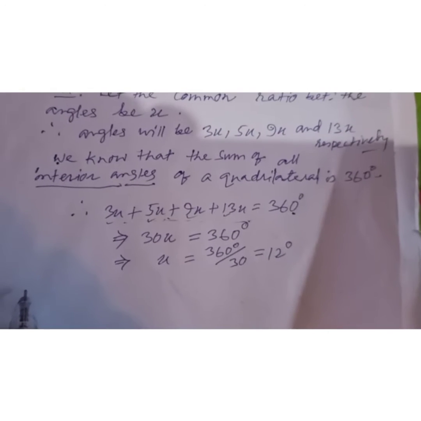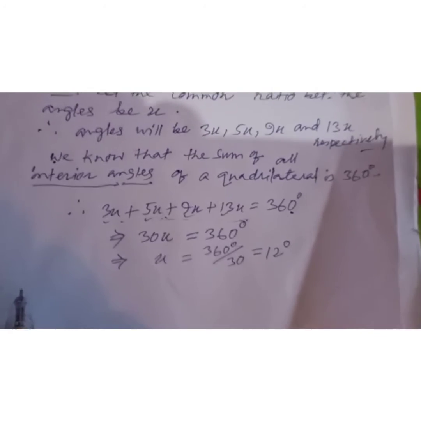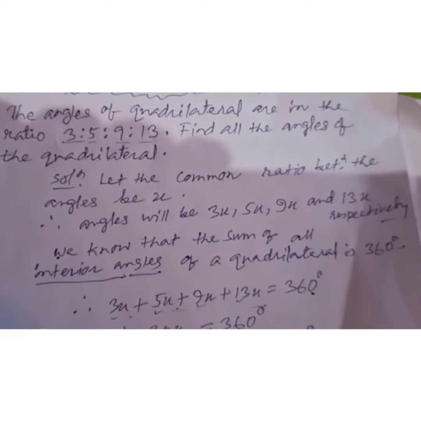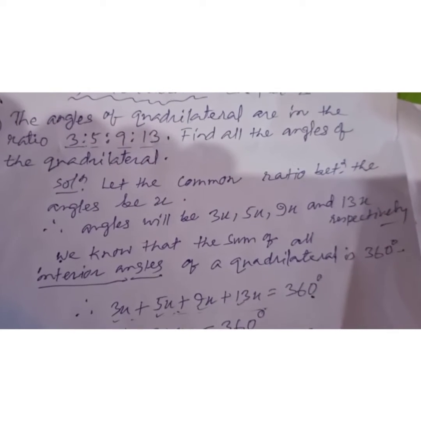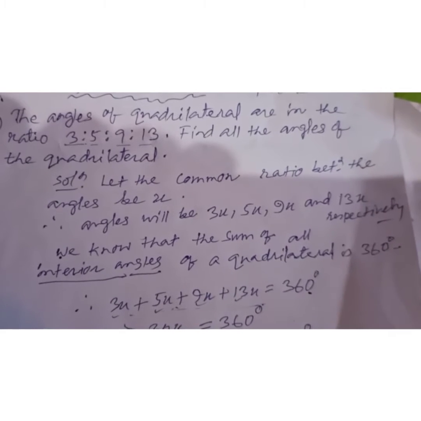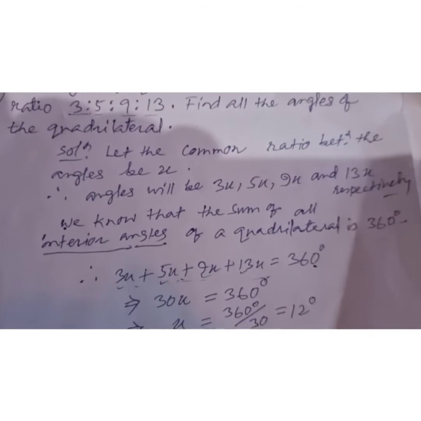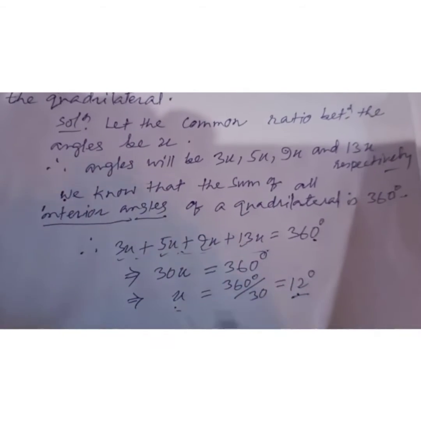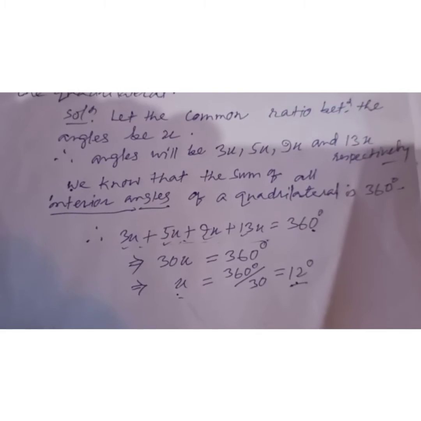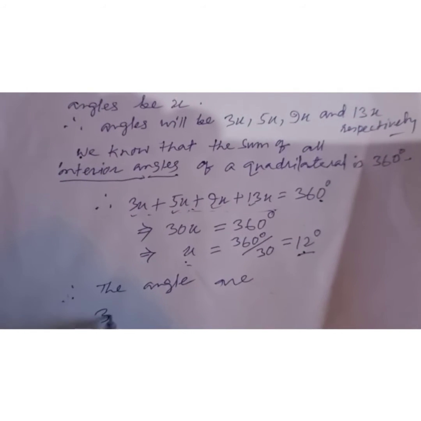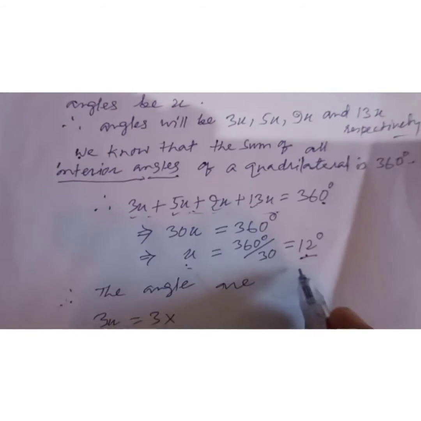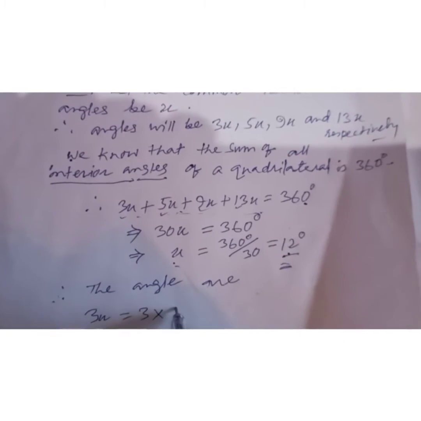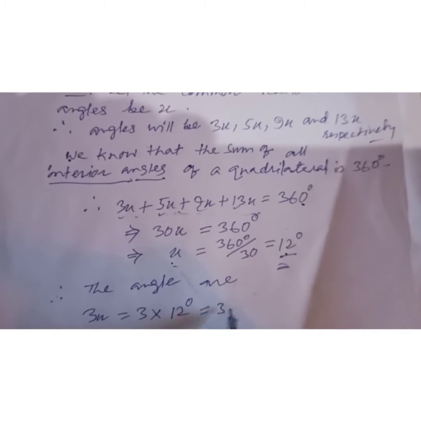Now what is given? The common ratio. The question is telling us the angles of the quadrilateral are in this ratio; find all the angles of the quadrilateral. So we are getting x equal to 12 degrees, and we must multiply this value with all. The angles are 3x, which is 3 into x. Where x is 12 degrees, this equals 36 degrees.